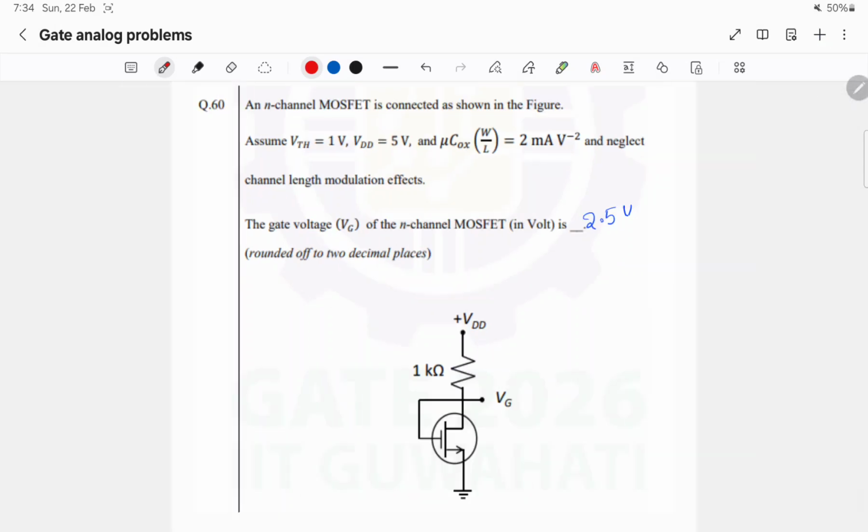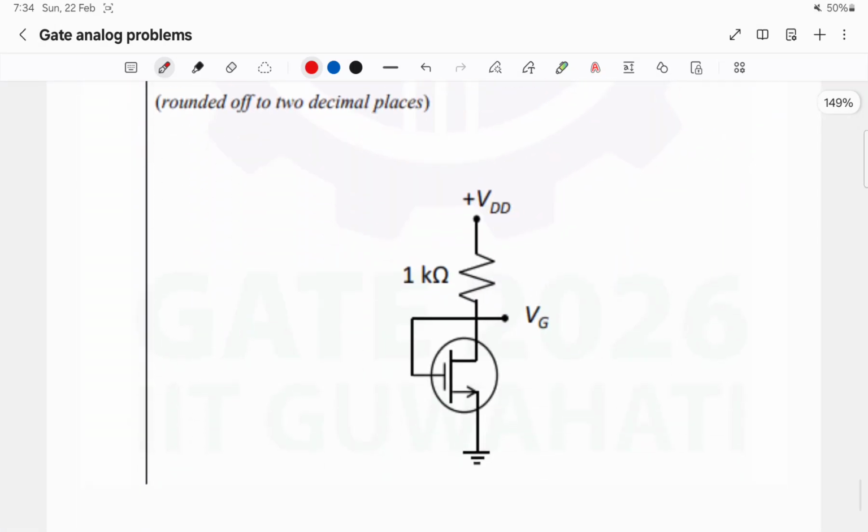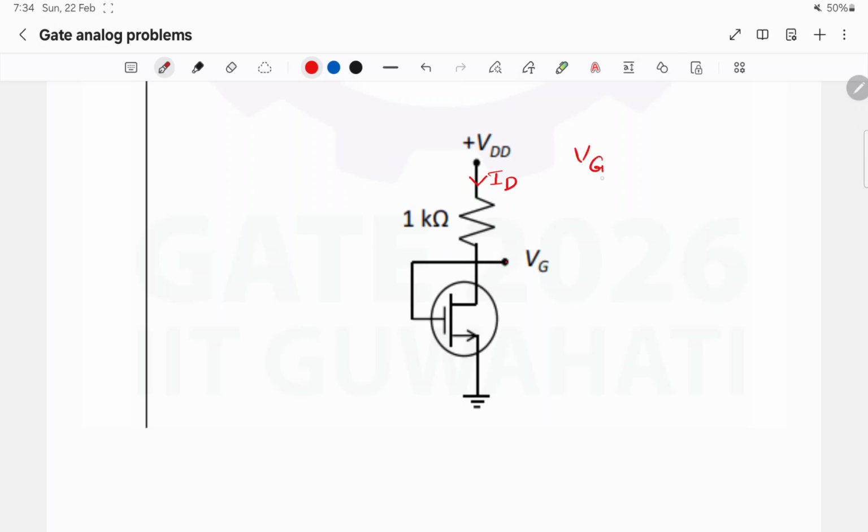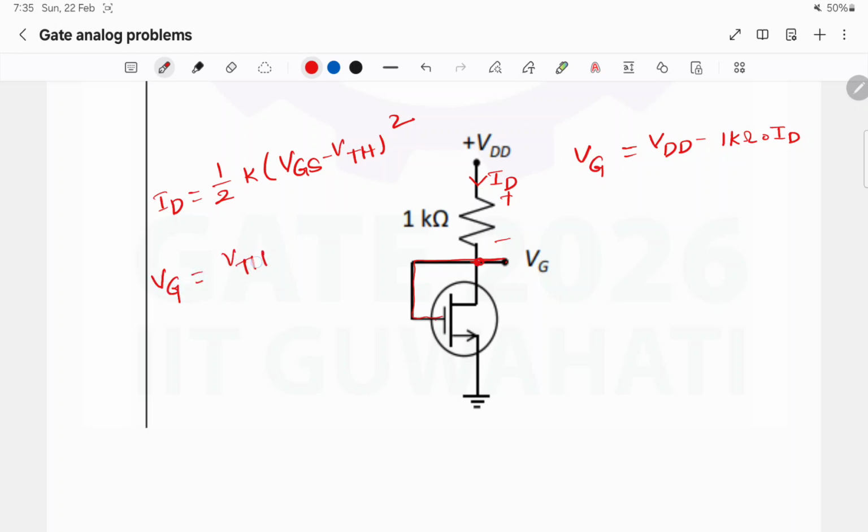And this question is a standard question. In this question you have to just write down the current equation and equate them. We'll do it step by step. Let us say the current flowing is ID. So Vg is VDD minus the drop across the resistor, that is 1 kilo ohm times ID. And also we know that ID is half K times VGS minus VTH whole square when the MOSFET is in saturation region. Here it is clear that the MOSFET is in saturation region. So Vg is VTH plus square root of 2ID by K.